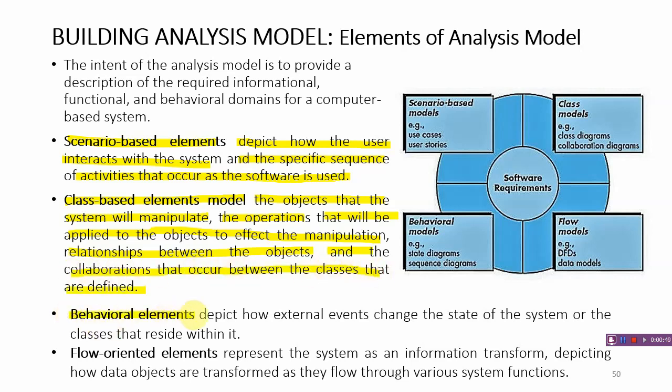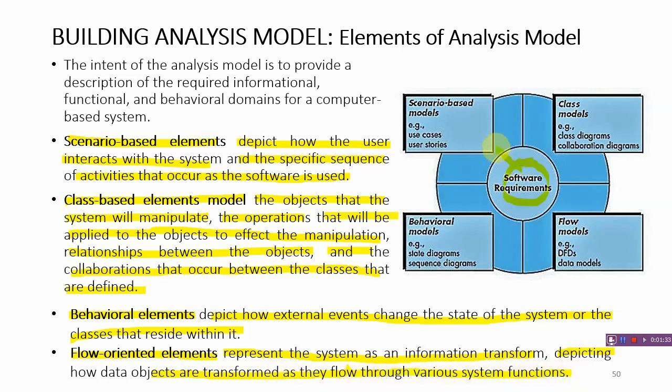Next is the behavioral elements model. It depicts how external events change the state of the system or the classes that reside within it. Another type is the flow-oriented elements model, which represents the system as an information transform, depicting how data objects are transformed as they flow through the various system functions.